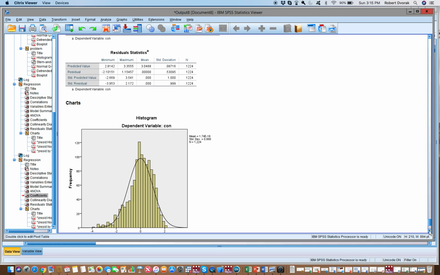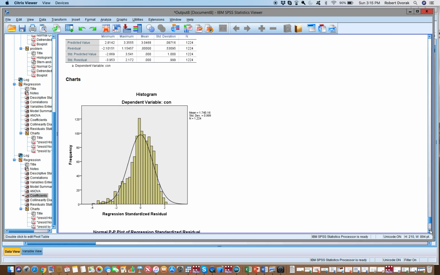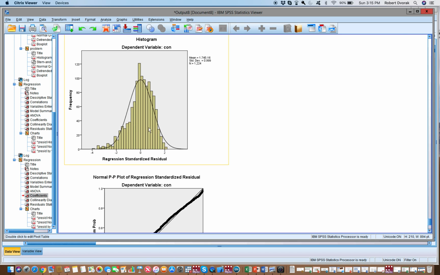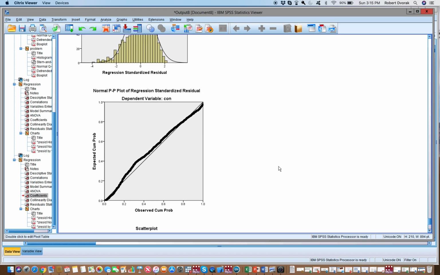Residuals. We're not going to worry about this table because we're going to look at the values of residuals. Here is a histogram of our dependent variable and the frequency of residuals across our dependent variable, and that looks pretty good. The next thing that we get is a PP plot, and this is the expected cumulative probability across our regression model by our observed cumulative probability.